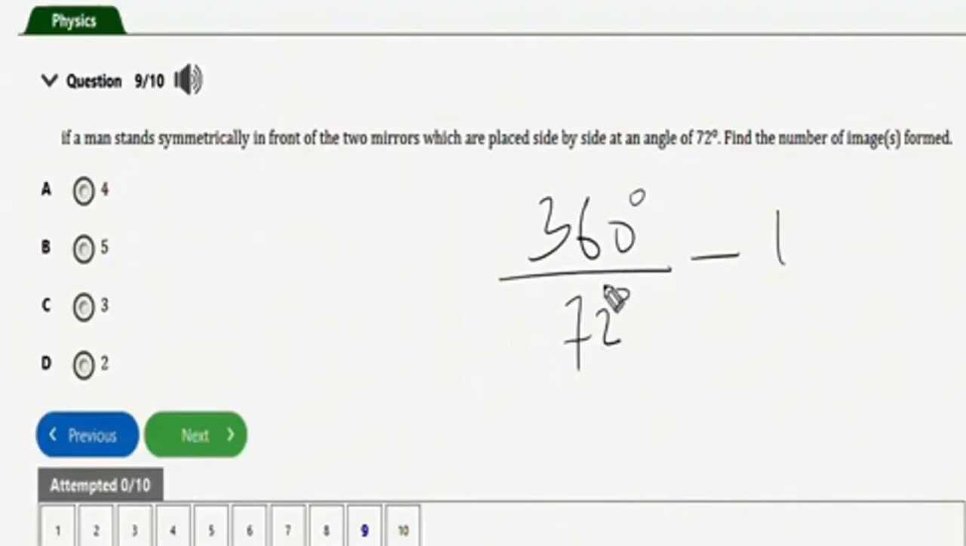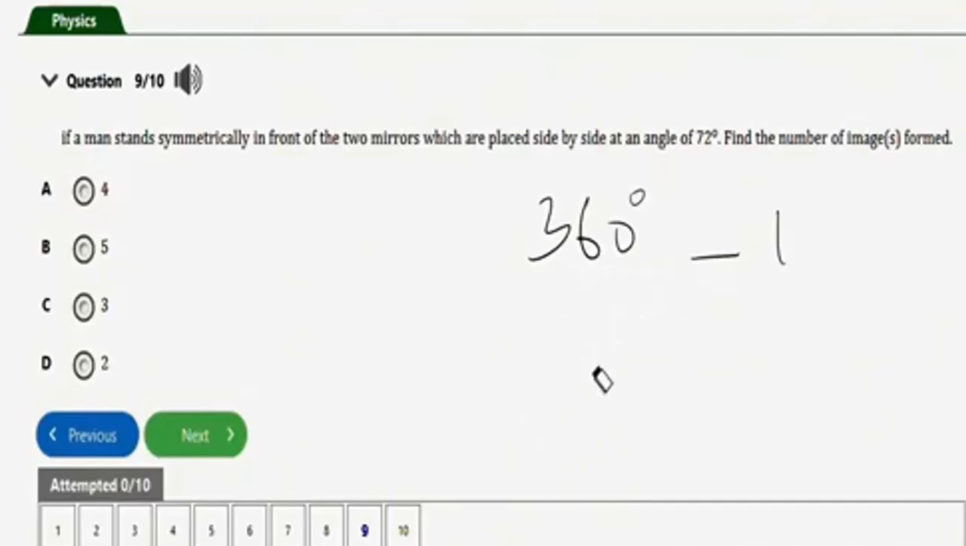So when you divide 360 degrees by 72, you're going to get 5. So 5 minus 1 will give you 4. So 4 images will be formed. The correct option here is option A. 4 images will be formed. Okay, so that's it for this question.